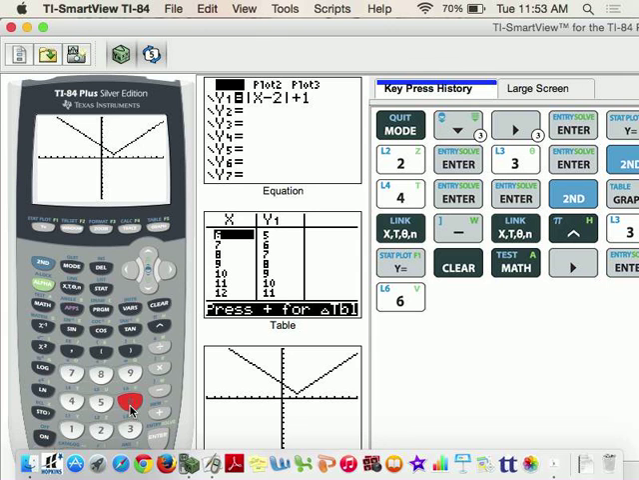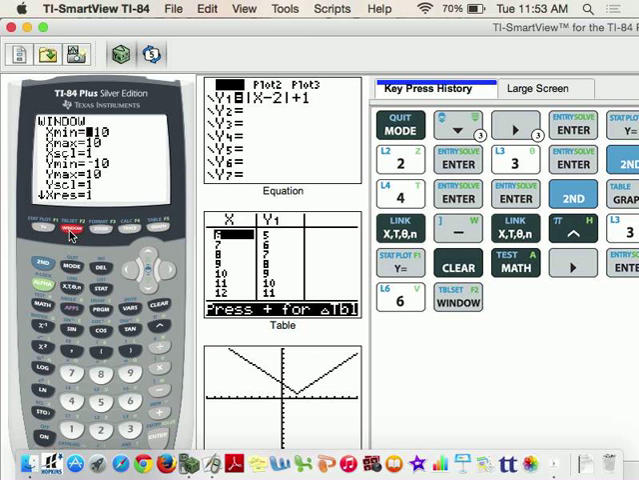Now, here's the truth. These pixels are so small. When you get older, it's really hard to see this. So I'm going to zoom in a little bit. I'm going to change my window, so I go to my window because I want a better picture. And instead of going from negative 10 to 10, I'm going to go from negative 5.